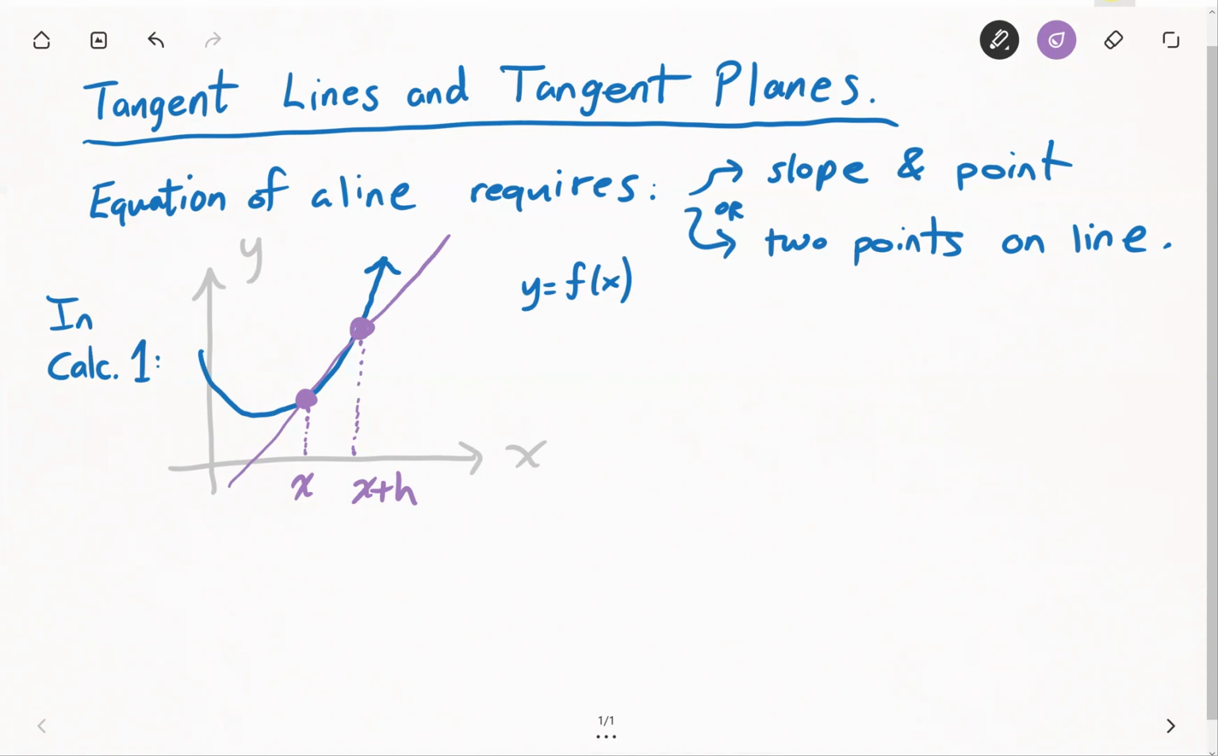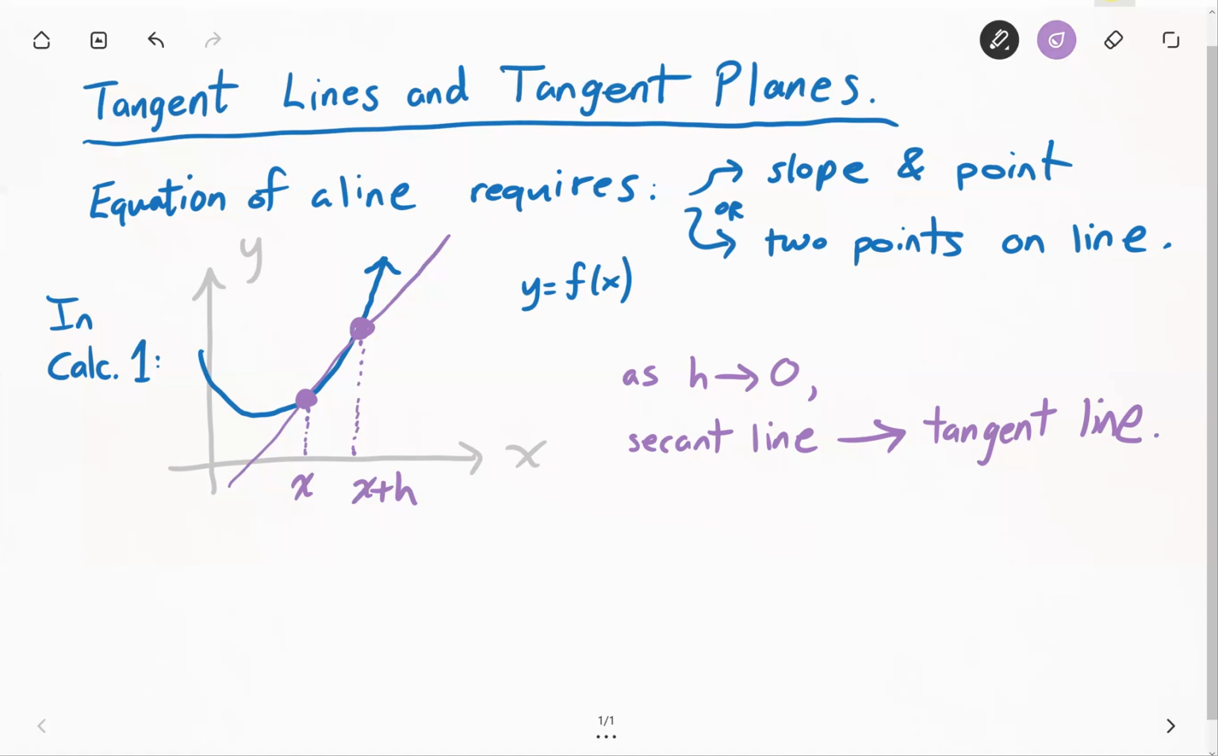And one of the main ideas in calculus is that as you let h get closer and closer to 0, these 2 points move closer to each other, and the line that passes through these 2 points, which is called the secant line, gets closer and closer to the tangent line, which is tangent to the graph, passes through at only 1 point. So that's the idea in Calculus 1.